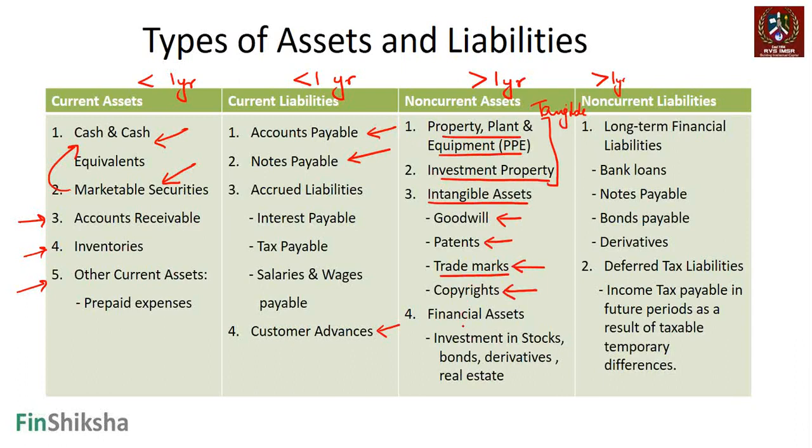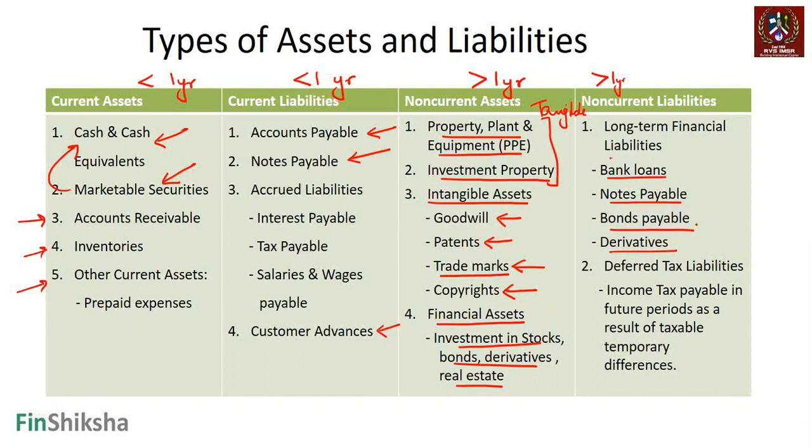Then there could be non-current assets which are financial assets: investment in stocks, bonds, derivatives, real estate from a longer term perspective, right? We will again look at this in more detail as we go along. Non-current liabilities are long-term financial liabilities. You could have bank loans, you could take notes from the government, or you could take bonds. There could be some derivatives.